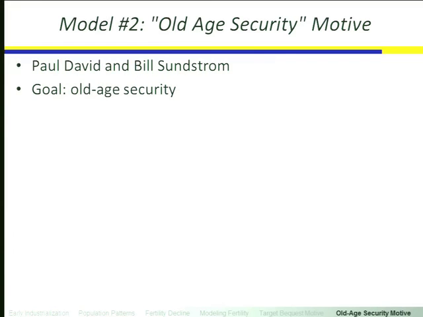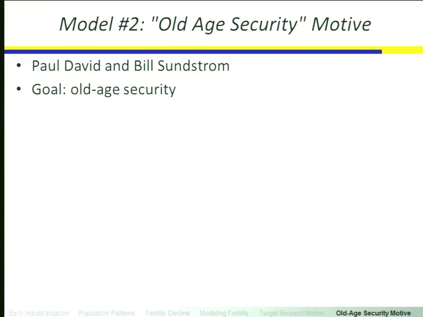Okay. David Sundstrom posits that old age security is the motivation for having kids, that people have children so that there'll be somebody to take care of them in their old age. In this time, the old people were largely the moms because the women were likely to outlive the men. And so it's largely about old age security for the mothers. Oh my gosh, I've just gone through like 8 pages of notes. Okay. What do they find?